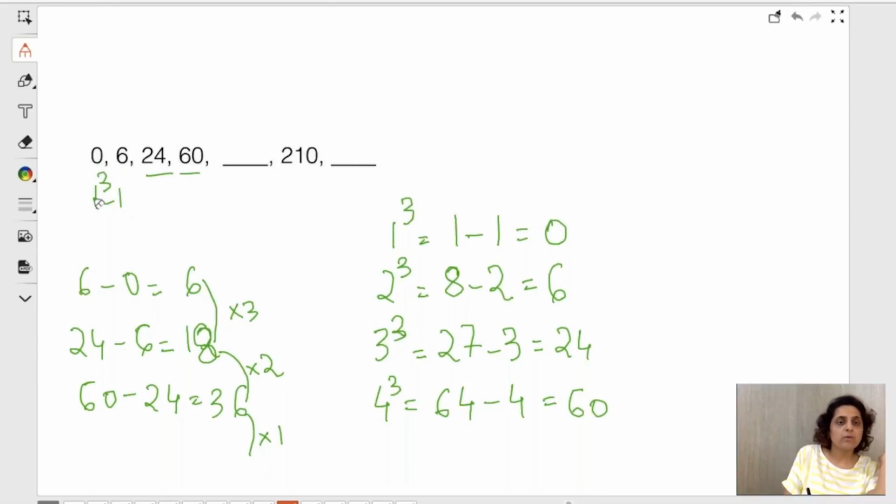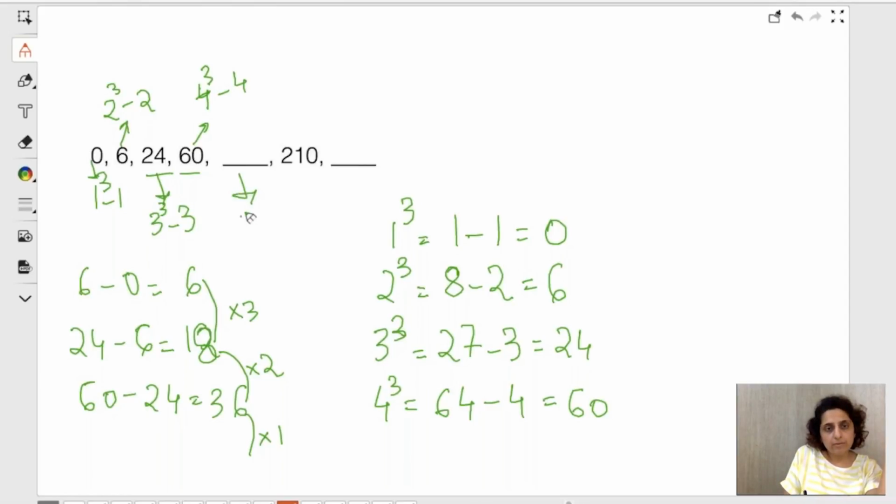So the first number is nothing but 1 cube minus 1. The second number is 2 cube minus 2. The third number is 3 cube minus 3, and the fourth number is 4 cube minus 4. So the fifth number would be 5 cube minus 5. What is the value of 5 cube? 5 into 5 is 25, 25 into 5 is 125. So it is 125 minus 5.